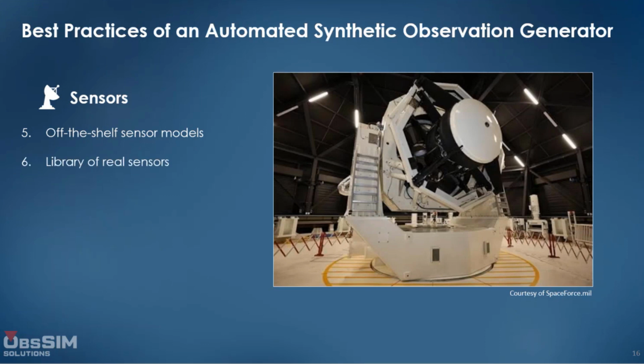And then again, a library of real sensors. So to save the exercise designer from having to go and gather all the parameterizations for those sensors, have a library of real sensor networks, commercial, military, et cetera, that they can draw from to generate their exercises. And that greatly speeds up the time between design and execution.